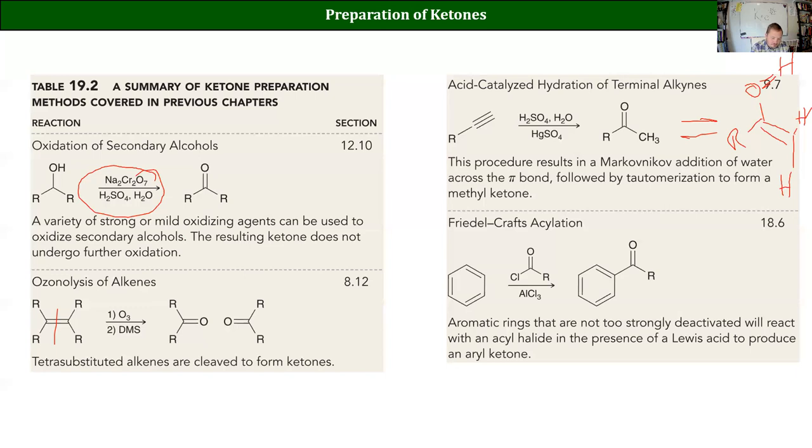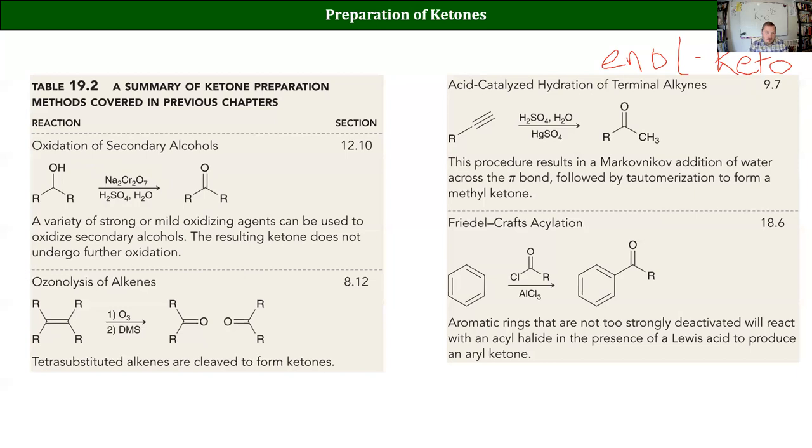Remember there was that term enol keto tautomerization, where it switches back and forth between a ketone and an enol, and it favors making the ketone form. Then lastly, the one we just added was Friedel-Crafts acylation. Aromatic rings that are not too strongly deactivated will react with an acyl halide and a Lewis acid to produce a ketone.